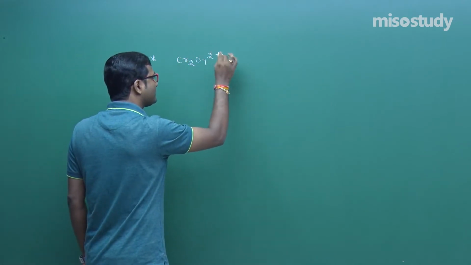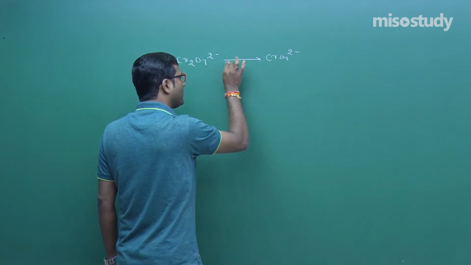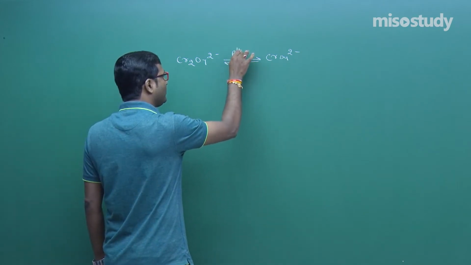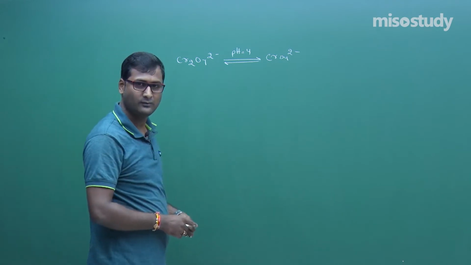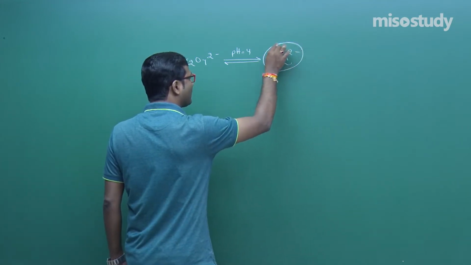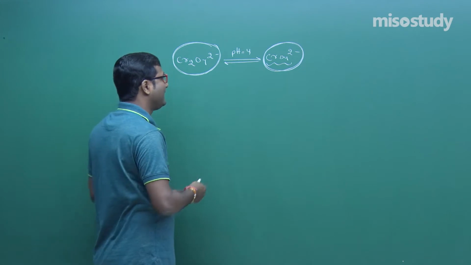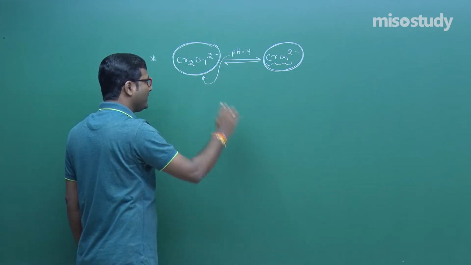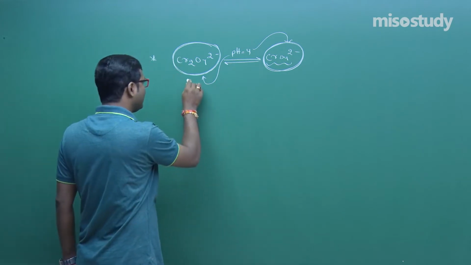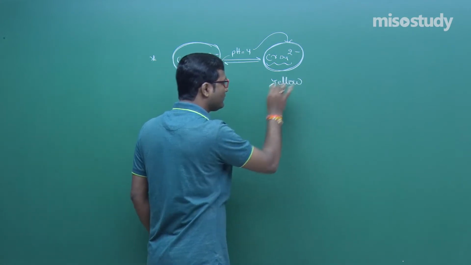Cr2O7 2 minus can be converted to CrO4 2 minus, the chromate ion. Dichromate can be converted to chromate, and chromate, that is CrO4 2 minus, can be converted to dichromate. They are in equilibrium at pH equal to 4. Clear? In alkaline solution, there is the existence of chromate ion. In acidic solution, there is the existence of Cr2O7. That is, if pH decreases, we get Cr2O7. If pH increases, we get CrO4 2 minus ion. This, my friend, is orange in color, and this one is yellow in color. Clear to you? This was the test.